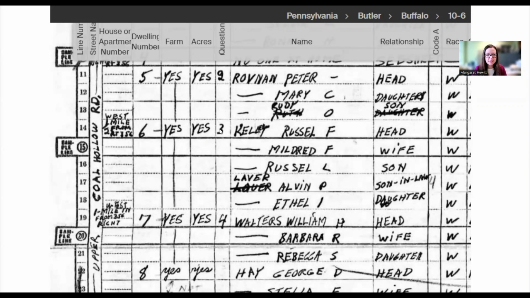You will see a little skinny column here with a number in it. That has to do with folks who were on farms who were asked additional questions for an agricultural survey. Those records have not been retained, so you're not going to find a copy of that specific to any person here on the census.